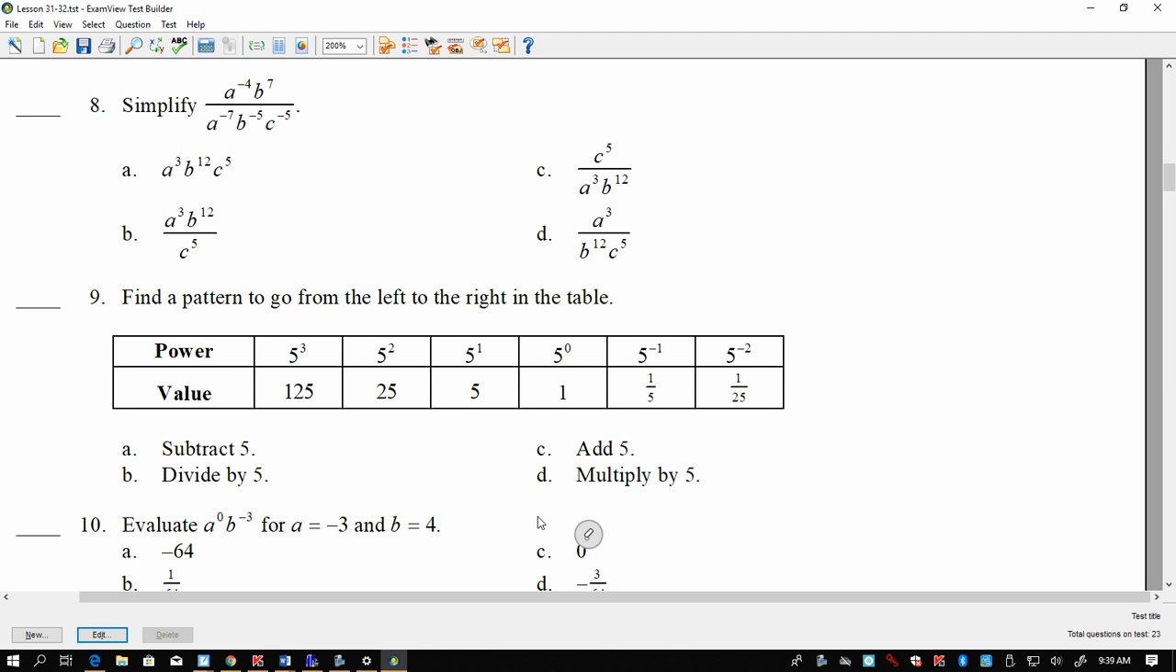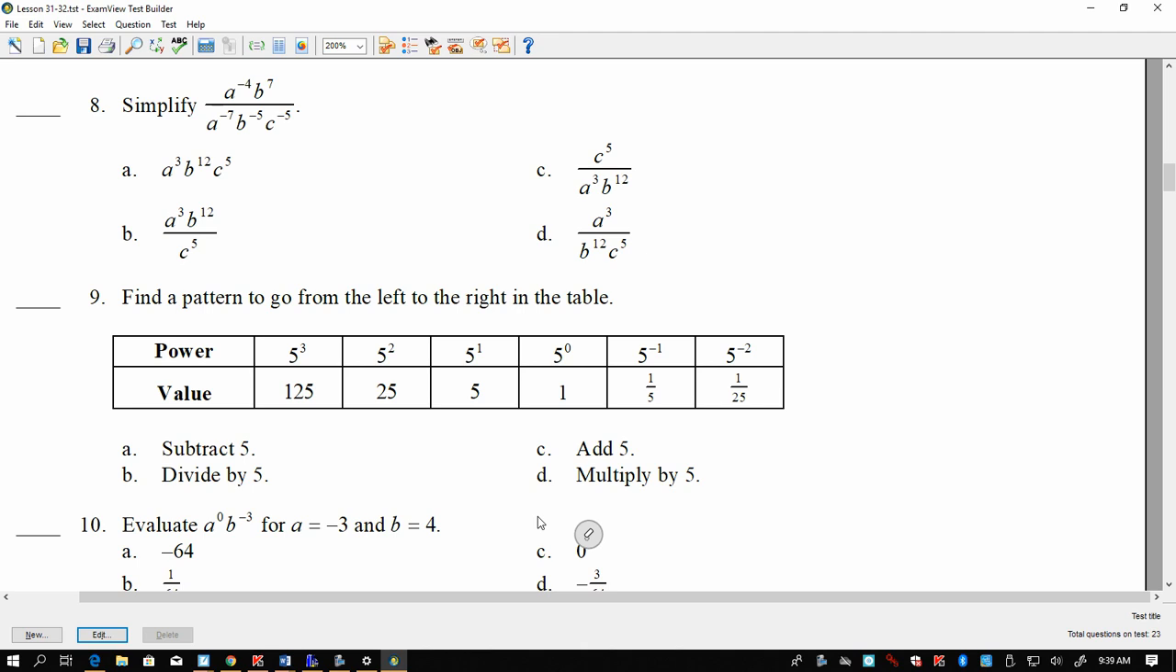Well, what happens to exponents as we move them across the division bar? They change signs, right? They don't automatically become positive. If they were already positive to begin with, they would become negative. So we want to make sure that we understand that they change signs as they move across the division bar. Do we want our exponents to be positive or negative? We want them to be positive.